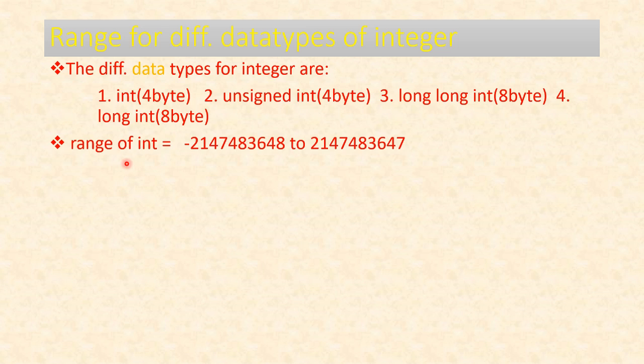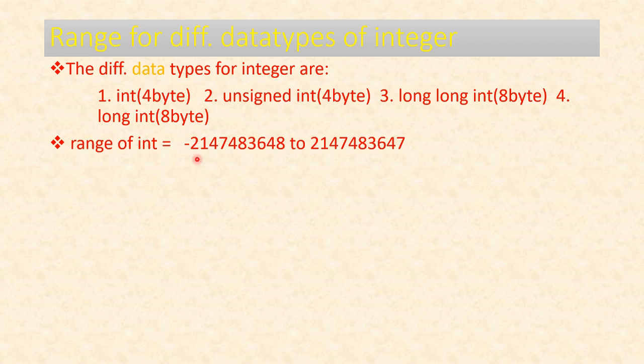So here we have the range of int, as we have discussed that all of these have a range, an upper bound and a lower bound. So the range of int is from -2147483648 to 2147483647. So this is the range for int. That means if we want to declare a variable of type int, then we will be able to store only values lying between these or up to these.